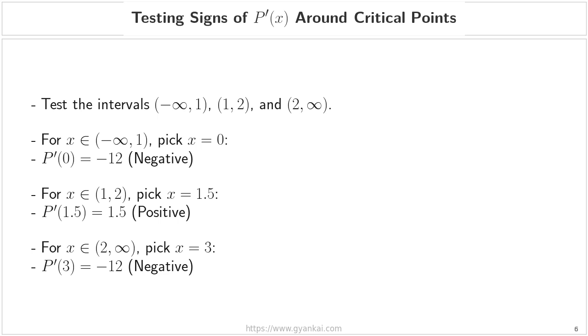Now that we have established the signs for all 3 intervals, we can move to the next slide to apply the first derivative test and conclude whether these points are local maxima or minima.